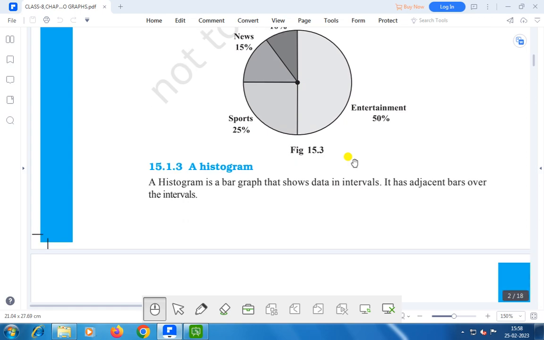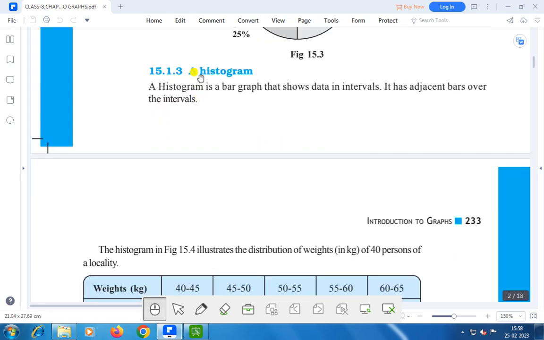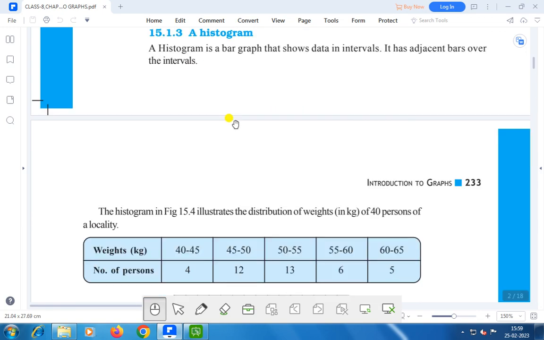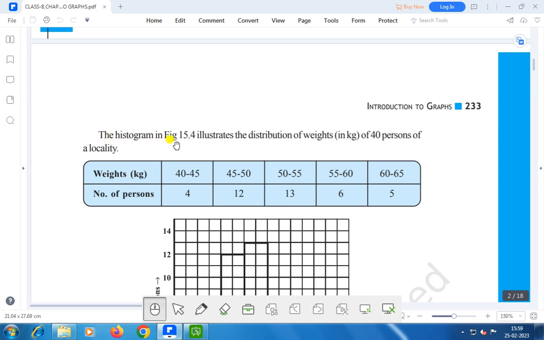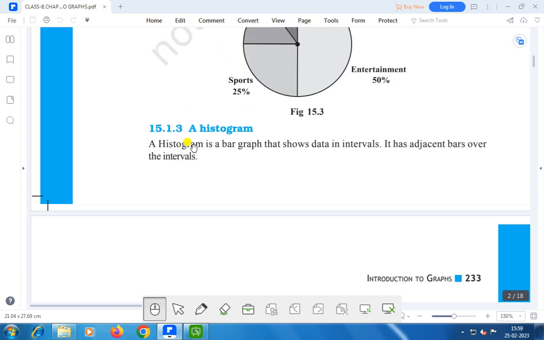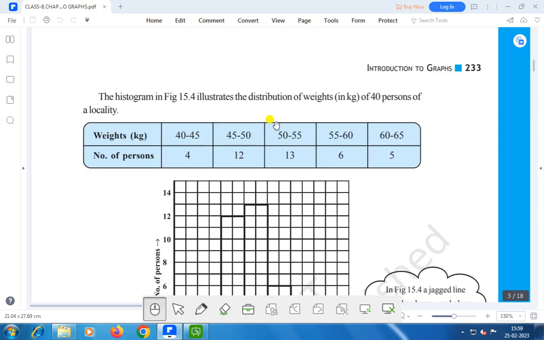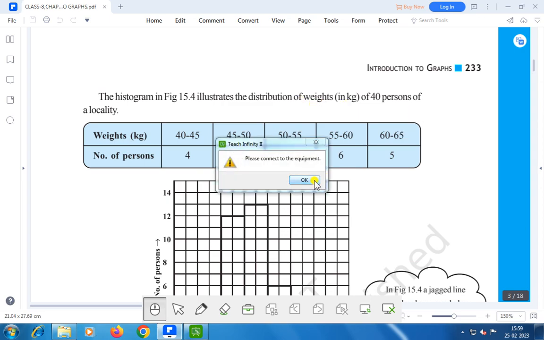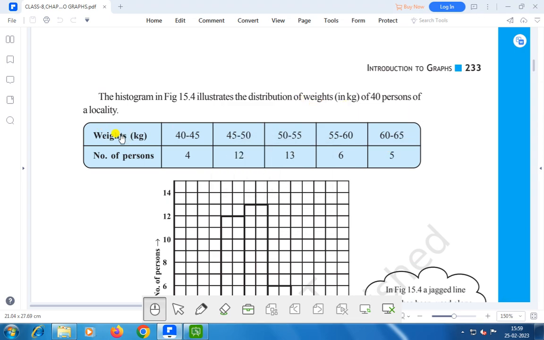Now we will discuss a histogram. A histogram is a bar graph that shows data in intervals. It has adjacent bars over the intervals. The histogram in figure 15.4 illustrates the distribution of weights in kg of 40 persons of a locality. Weights in kg 40 to 45, number of persons 4; 45 to 50, 12; 50 to 55, 13; 55 to 60, 6; 60 to 65, 5.